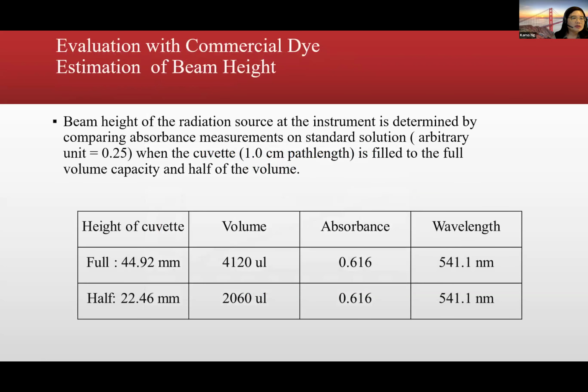Next, we try to find the beam height of this instrument, of this wireless spectrometer. So we try to fill the cuvette full, which is about 4,120 microliter. And we compare the absorbance measurement with if we fill it to half height with the purple dye. As you can see here, the absorbance is exactly the same. So that means that the beam height is at the half height because we don't need to fill the cuvette all the way to the top.